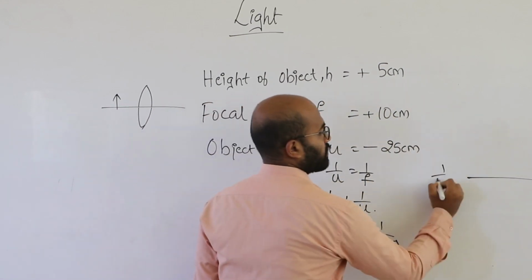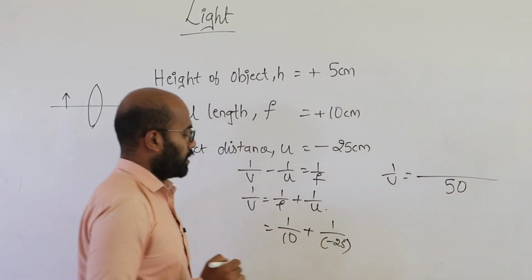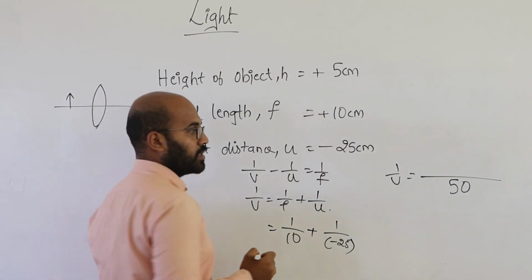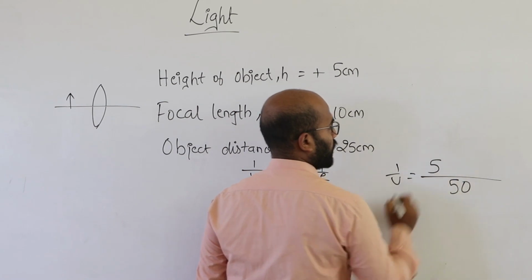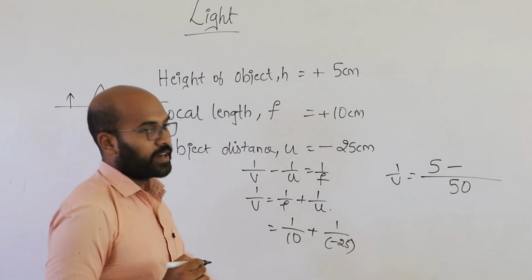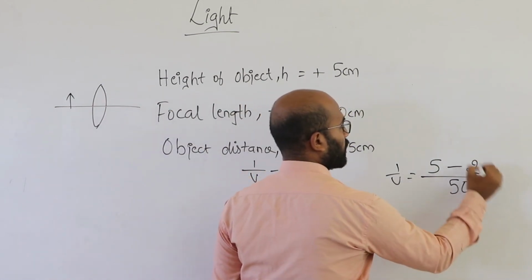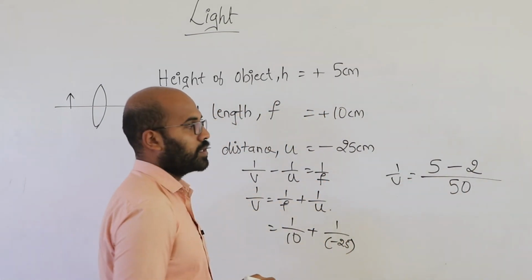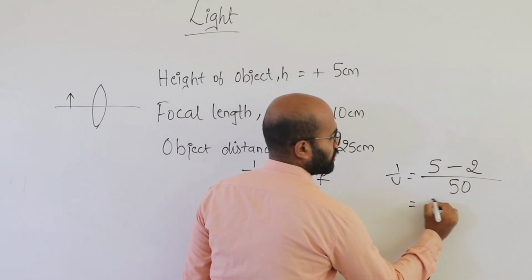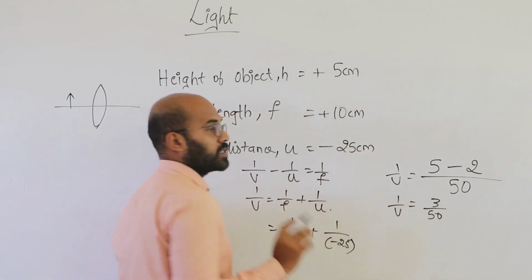So it's 1 by v. So LCM is 50. So if I want this to become 50, I need to multiply with 5. So similarly in the numerator, 1 into 5 is 5. So plus into minus is minus. So 25, if I want to make it 50, I need to multiply with 2. So similarly when I multiply the numerator with 2, it becomes 2. So 5 minus 2 is 3 by 50. This is 1 by v. So this is just 1 by v.